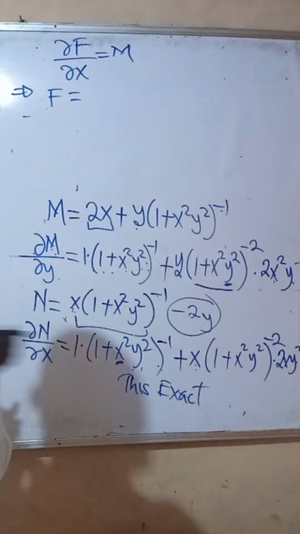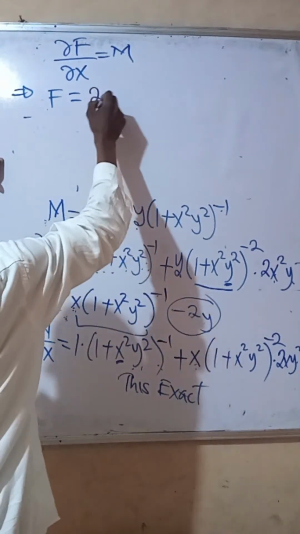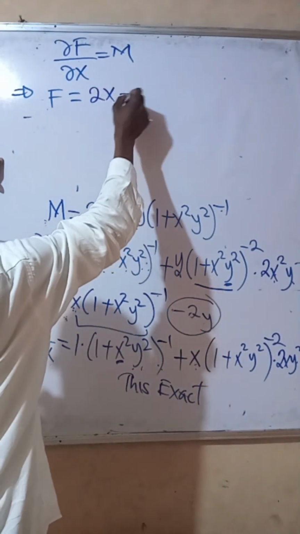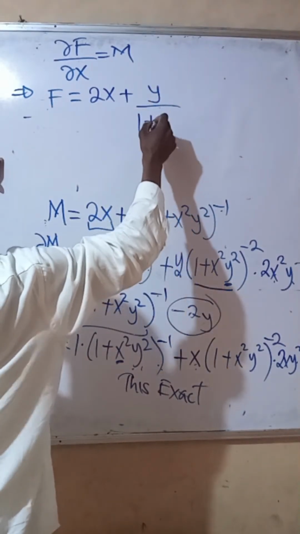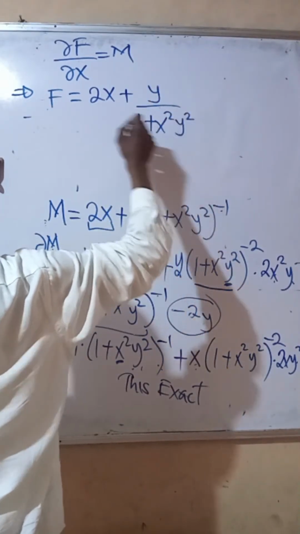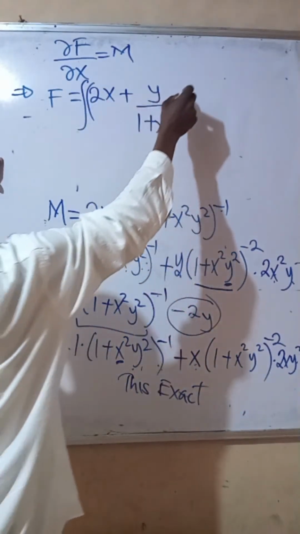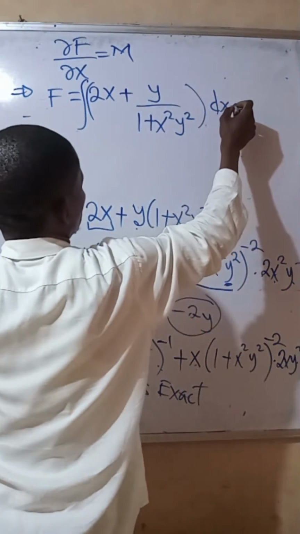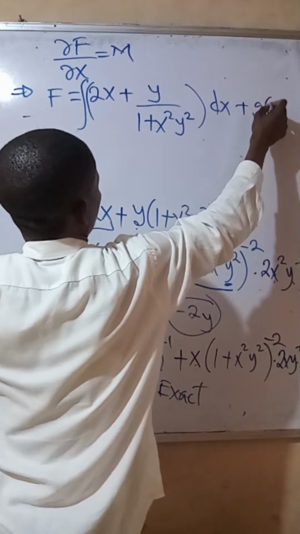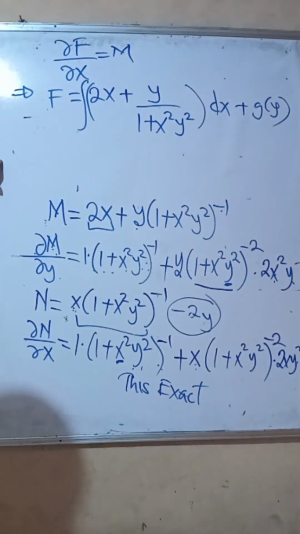So my M is (2x + y) over (1 + x squared y squared). That's my M. Integrate this one with respect to x, then plus g of y. Okay. So let's see what we can do to this one.